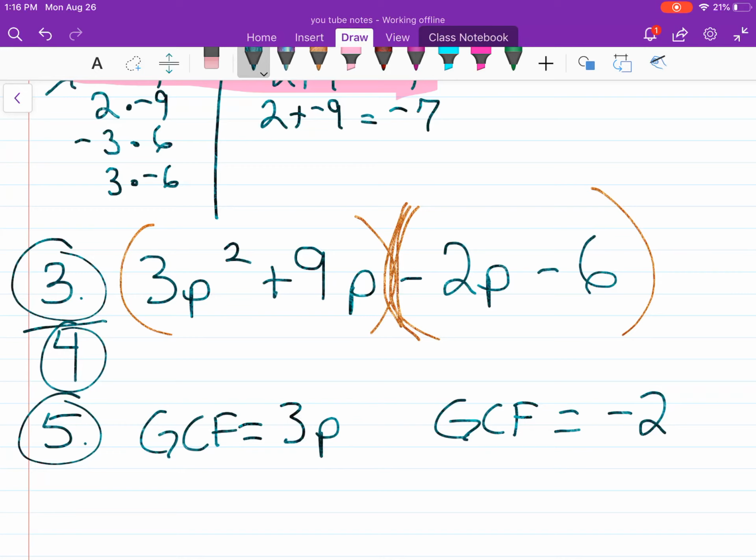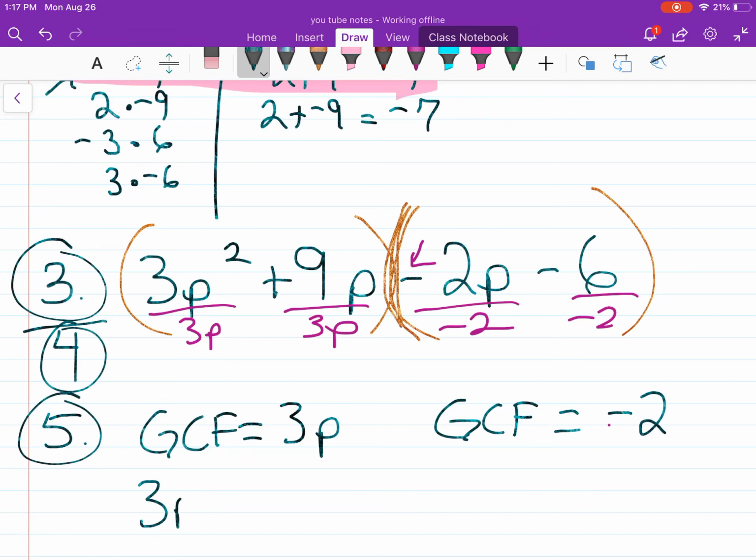All right, so I'm going to come in here, divide this by 3p, divide that by 3p, negative 2, negative 2. Remember, always grab that sign. That's what makes that negative. All right, so what am I left with? Bring down my GCF. 3p goes into 3p squared. You're left with p. 3p goes into 9p. You're left with a positive 3.